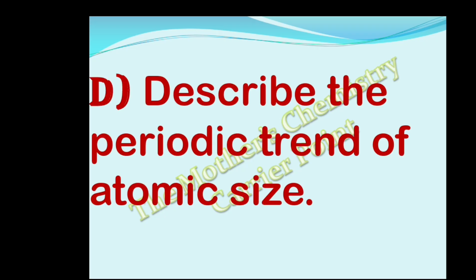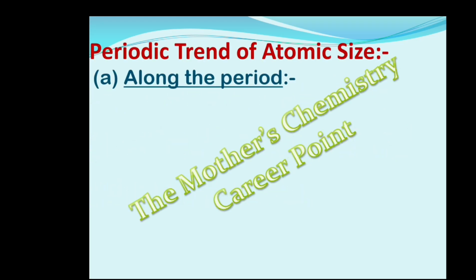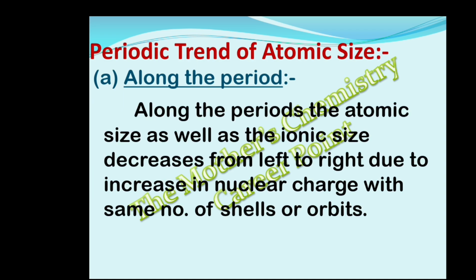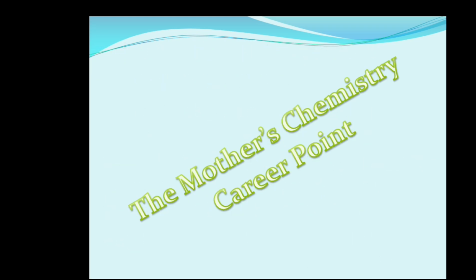Let us come for the question number 4. Describe the periodic trend of atomic size. What happens to atomic size as you proceed from left to right in a period? Along the period, the atomic size as well as the ionic size decreases from left to right due to increase in nuclear charge with the same number of shells or orbits. Thus, size of lithium is greater than size of beryllium is greater than size of boron.